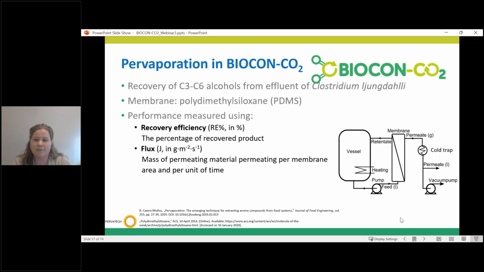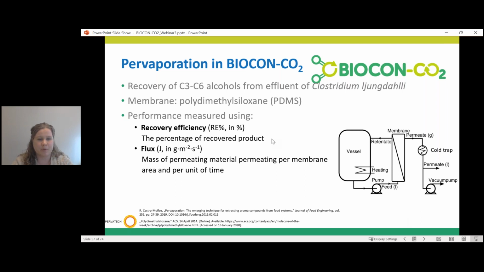In the vessel, the effluent is added and heated to the correct temperature. This is then pumped over the membrane surface, and the material that does not permeate the membrane is recirculated back into the vessel. Using a vacuum pump, a vacuum is applied over the permeate side of the membrane, and the permeated products will be evaporated into the vapor phase and then condensed again using a cold trap.